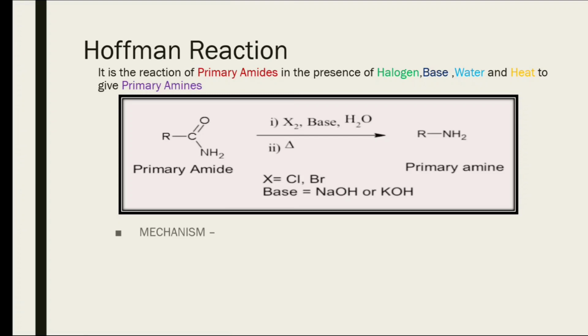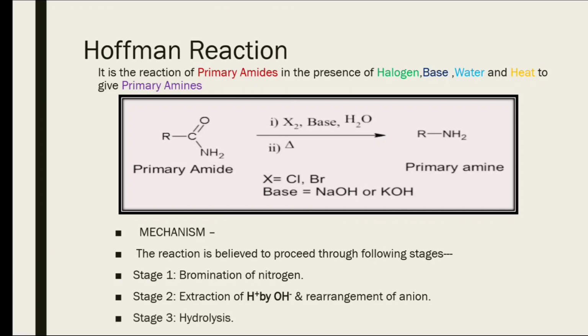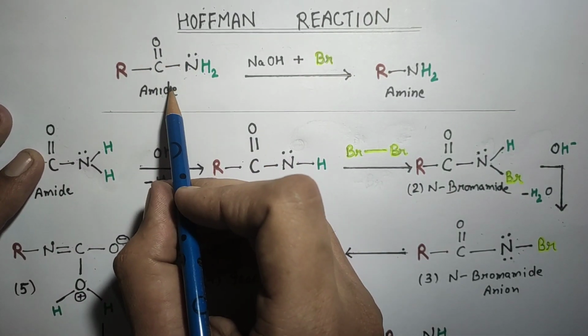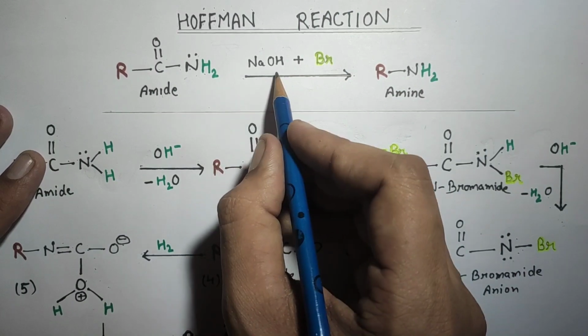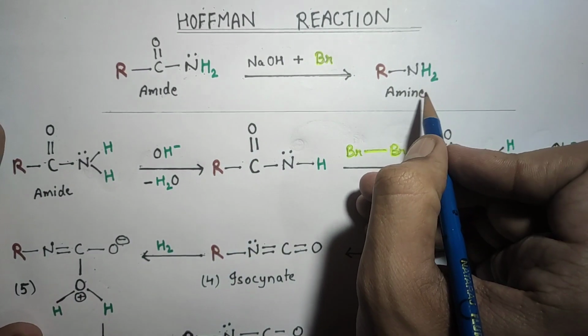So let's step forward towards its mechanism. Hofmann rearrangement involves 6 steps in 3 stages, which are bromination of nitrogen, extraction of proton by base and rearrangement of anion, and hydrolysis. So now let's see its general mechanism. So far we know what is Hofmann reaction, that it is the conversion of amides to primary amine in the presence of a strong base and halogen. So let us see how these amides are converted into amines.